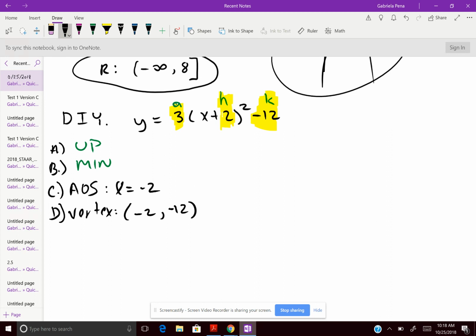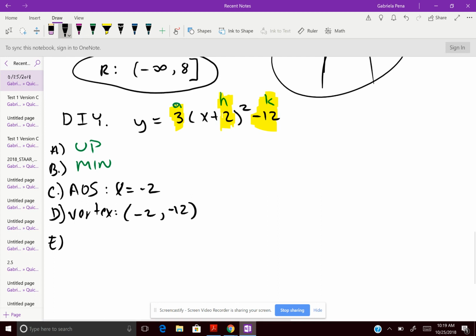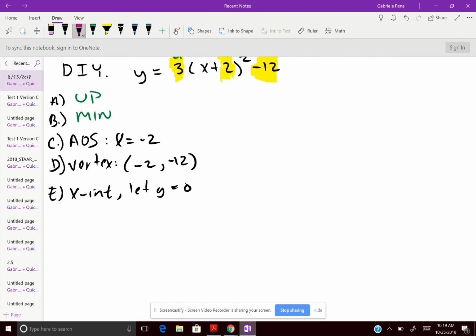Now to find the x-intercepts, we need to let who be 0? Y. Is everybody working on that one? Yes. Okay. If you keep your notes out while doing your assignment, I can assure you, you're going to be excelente.